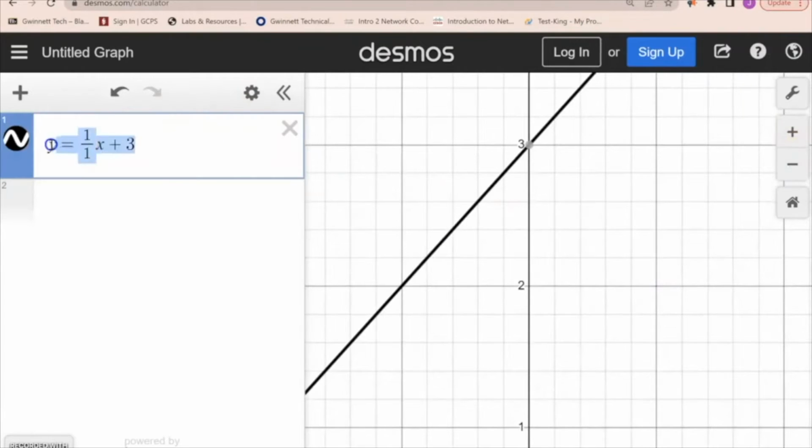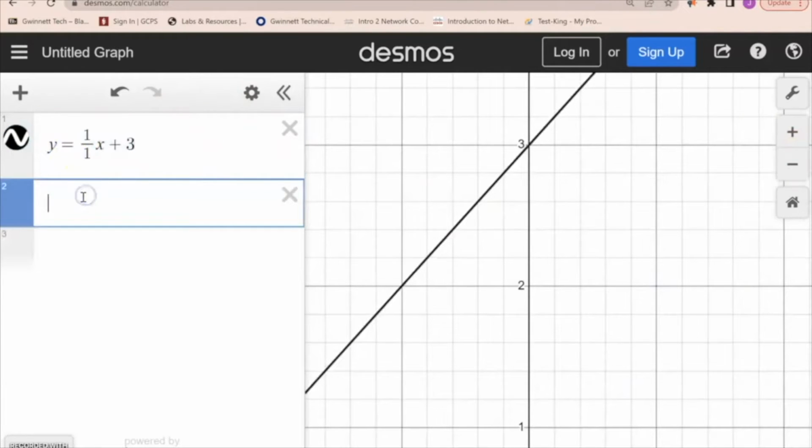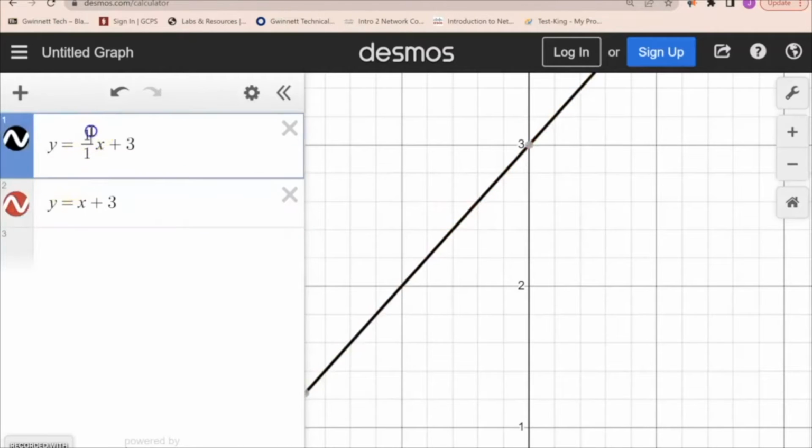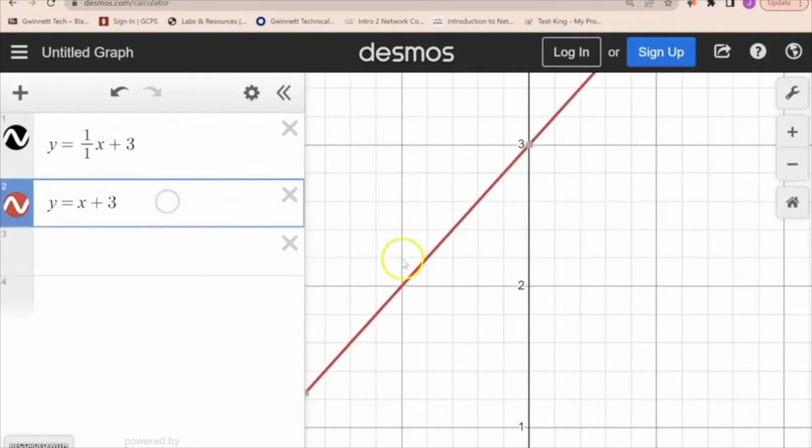And I'm going to show you that it's going to be the exact same graph without this 1 over 1, because the 1 over 1 does not change anything. So you see the red line and the black line are the exact same thing. The only reason I write this 1 over 1 is because I want to tell myself to rise 1, run 1. But if you're using the calculator, it's just right there.